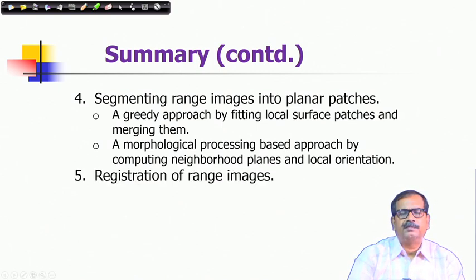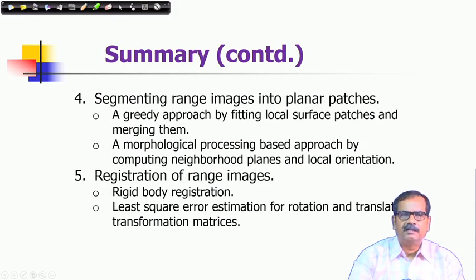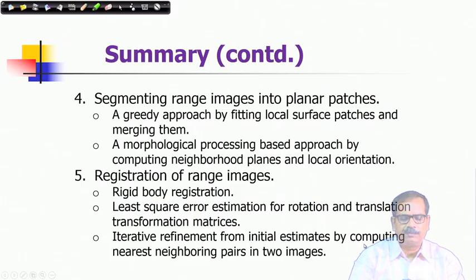And the last topic of this range image analysis was registration of range images. We discussed how rigid body registration parameters could be computed. There you can use least square error estimation for rotation and translation transformation matrices. It is a constrained optimization problem, and then we can perform iterative refinement from initial estimates by computing nearest neighboring pairs in two images. These are the things we have covered in this particular topic.